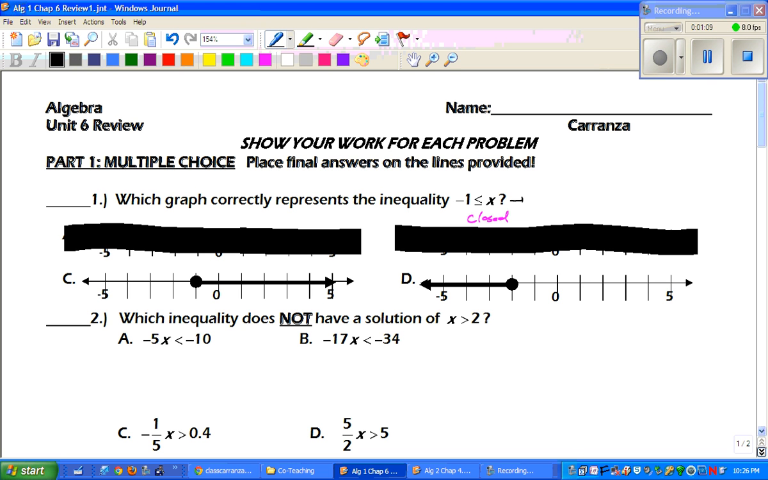Now, the next thing we need to know is we have to rewrite this because the x has to be first. Okay, and now let's look. Who's the Pac-Man eating? The Pac-Man's eating the x. When you get a closer look at that, you'll see x is greater than or equal to -1. Once you see that, you should be able to figure out what your answer is, which is C.